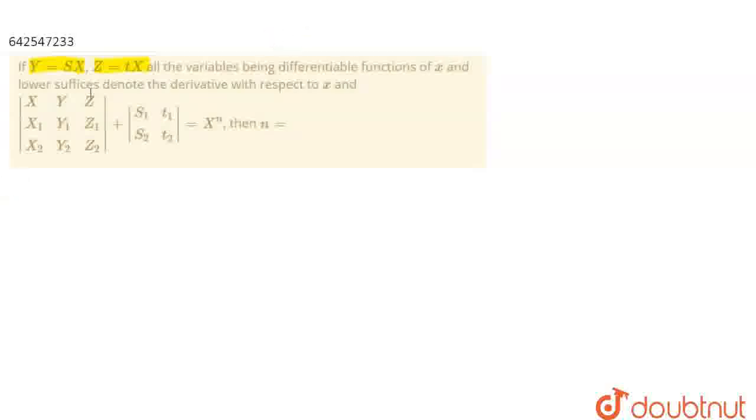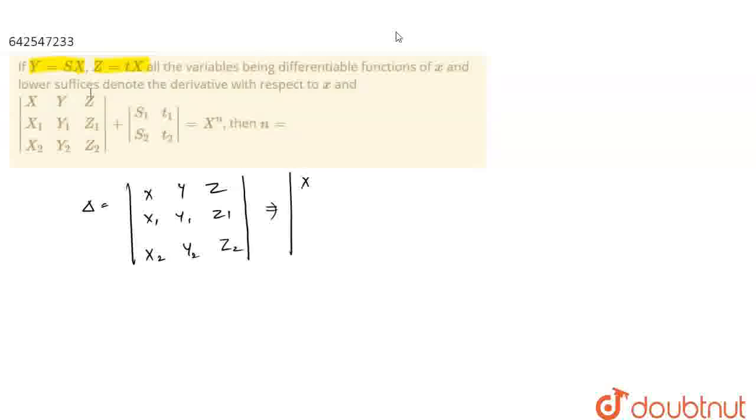Okay, now if we see this determinant, which is delta equals to x, y, z, x1, y1, z1, x2, y2, z2. Okay, so we can write this determinant as, since nothing about x is given, we are given only y equals sx and z equals tx. So x will remain as it is.